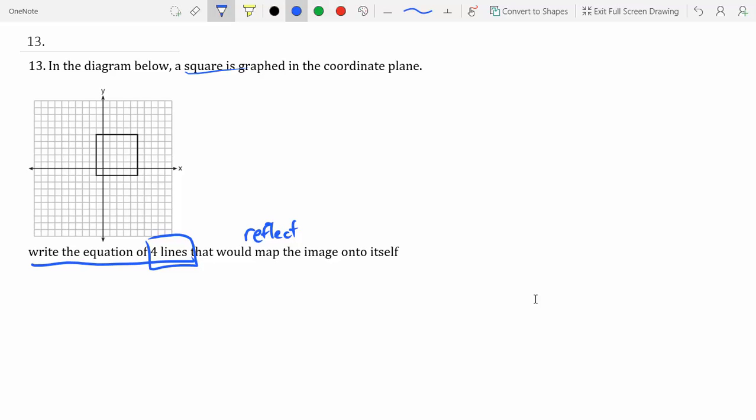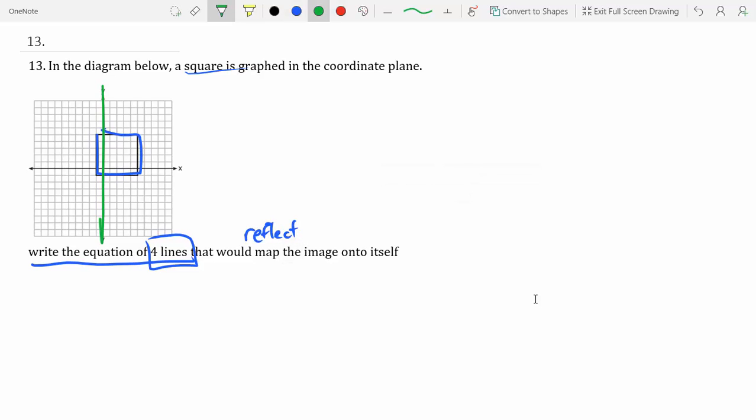a line, the only thing you can do with it is reflect over it. You can't translate by a line, you can't rotate by a line. You can reflect by a line, you can reflect over a line. Which lines would map this square onto itself when you reflect over it?